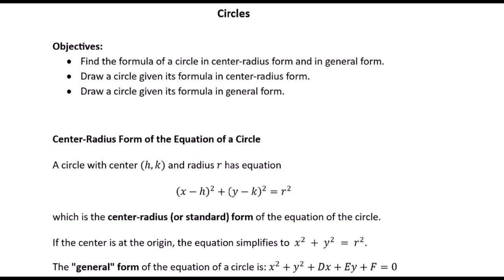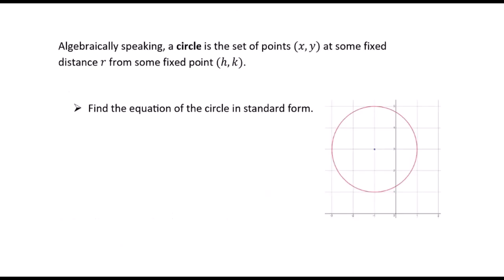The general form of the equation of a circle is x squared plus y squared plus dx plus ey plus f equals 0, where d, e, and f are coefficients. Algebraically speaking, a circle is the set of points x, y at some fixed distance r from some fixed point h, k. Let's find the equation of the circle in standard form.